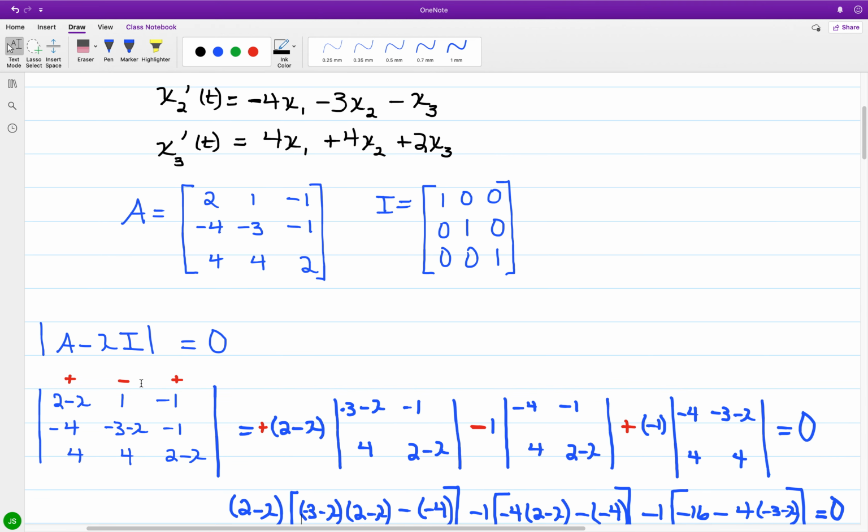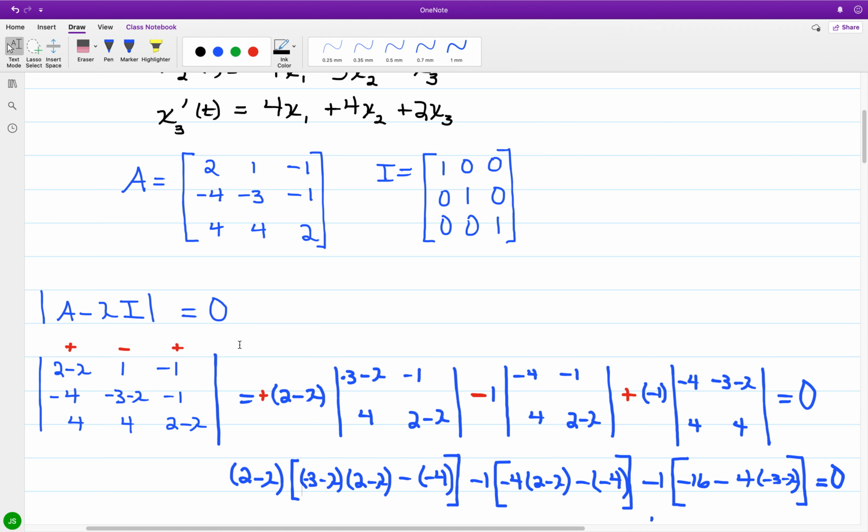And then we have minus 1. For the 2x2 determinant, these will come from elements that are not inside the top row or the middle column. Thus, we have negative 4, negative 1, and from the bottom row, from the first and last columns, I have 4 and 2 minus lambda.